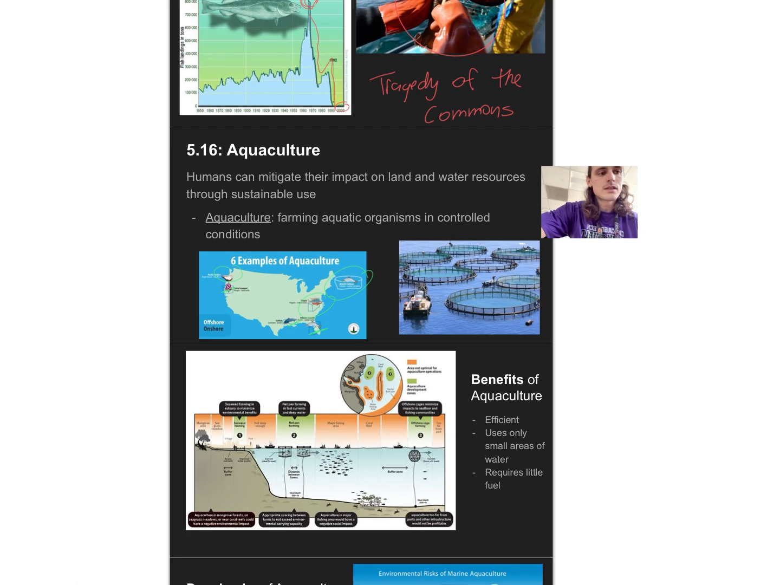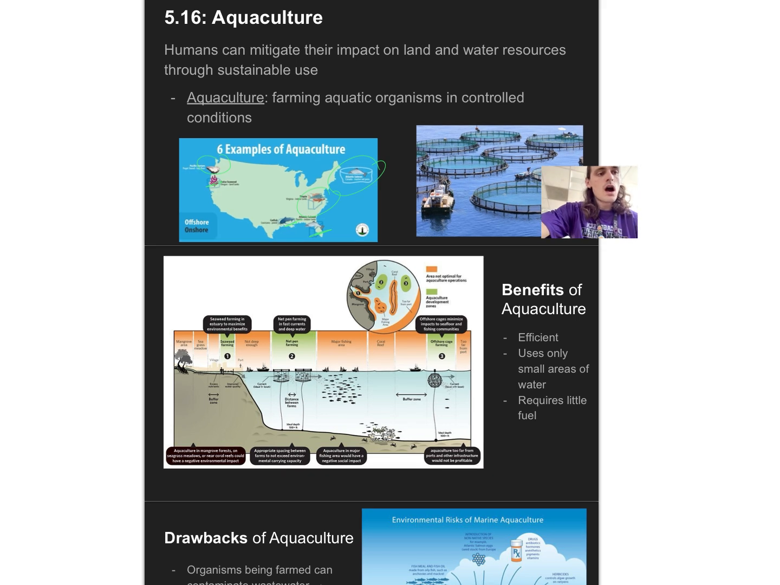So some benefits of aquaculture. One, it's efficient. It uses a small amount of water, and then it requires little fuel unless you're really going to be using these offshore options way out here. But all these ones that are close, they're able to fish without needing to go way out into the ocean. Okay, they're able to get the fish much more quickly. And then there is the benefit as well of less space being used, and it's pretty efficient to grow things.